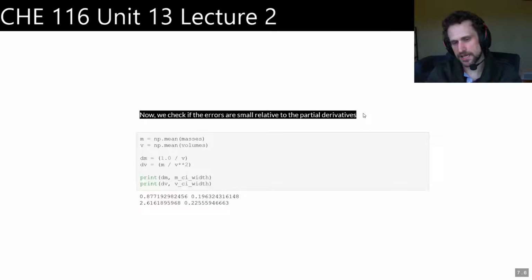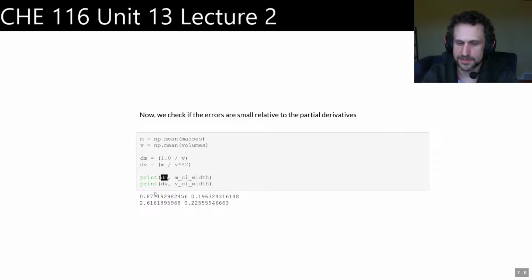Now, I mentioned at the beginning that to do this kind of analysis, we have to make sure that the delta x, the uncertainty of each independent variable, is small. And when we say small, it means they need to be small relative to the partial derivatives. So you can check that relative to the partial derivative. That's all I'm checking here. Here's the partial derivative of mass, here's the partial derivative of volume. And notice that the mass confidence interval width and the volume confidence interval width are much smaller than these.